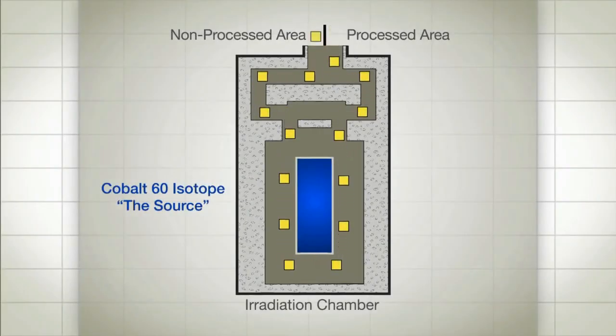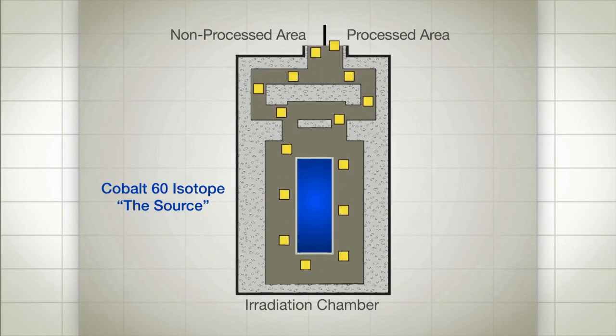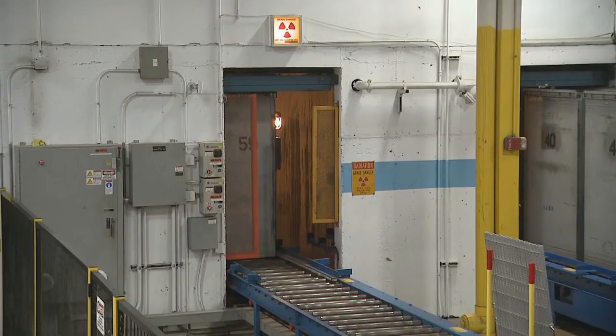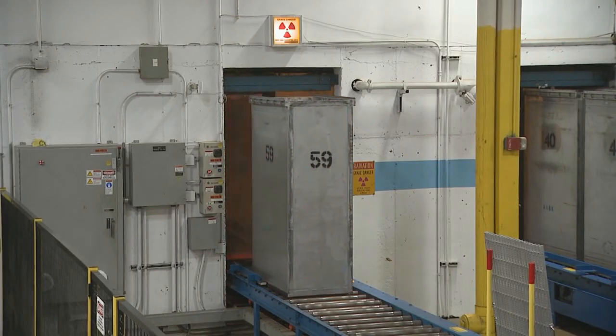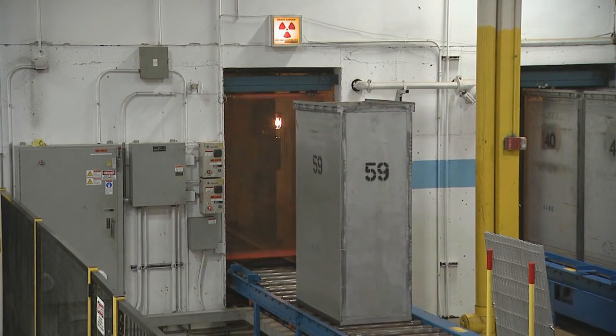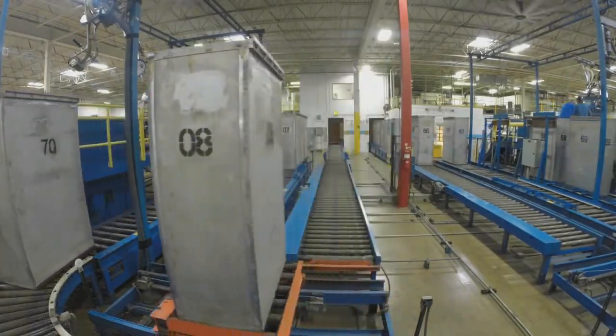With the gamma source rack in the raised position, the carriers enter the irradiation chamber. Each carrier passes by both sides of the source rack, ensuring even exposure. Length of exposure varies by product and predetermined dose range. After a carrier is exposed for the designated time, it exits the chamber through another concrete maze and moves into the secure, processed side of the facility.